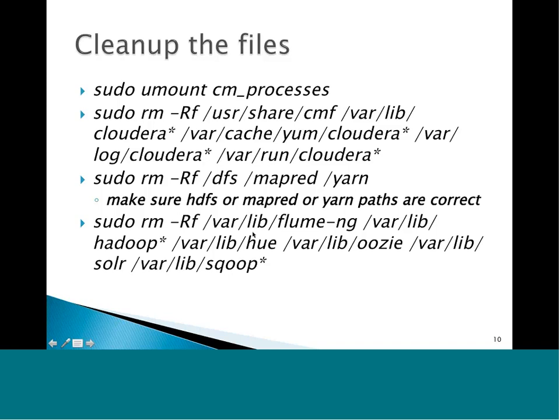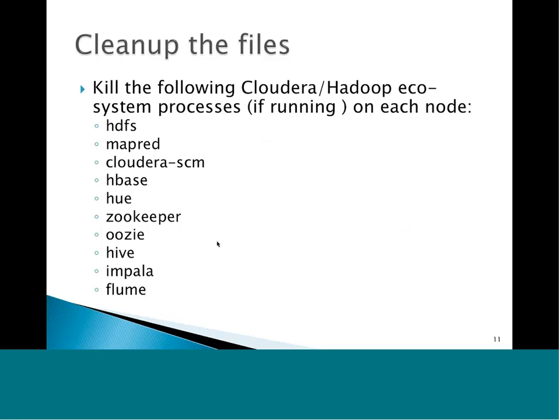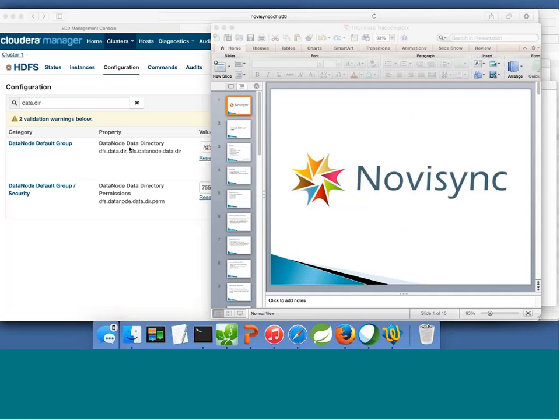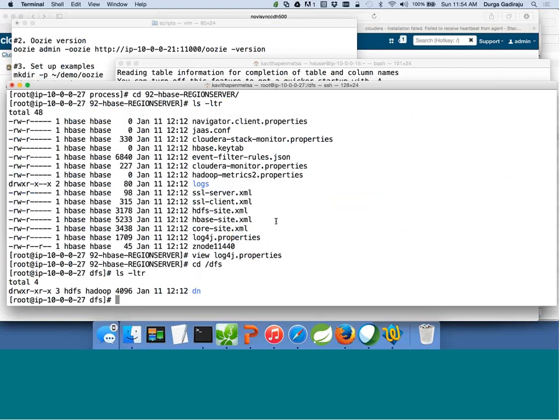And then these are to remove all the libraries. So you can run this command. It will delete all the libraries related to Flume, Hadoop, Hue, Sqoop, etc. And then if there are any processes that are running under these users, you have to kill them. You can run the ps -fu command to determine whether there are any background processes that are running with those users.